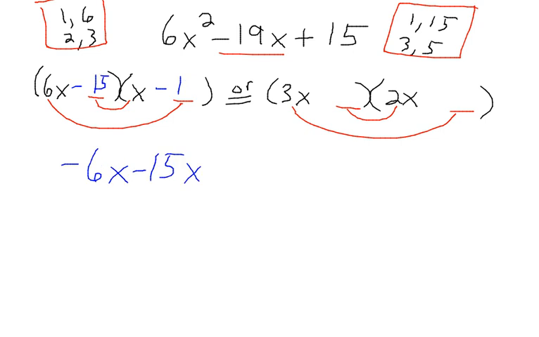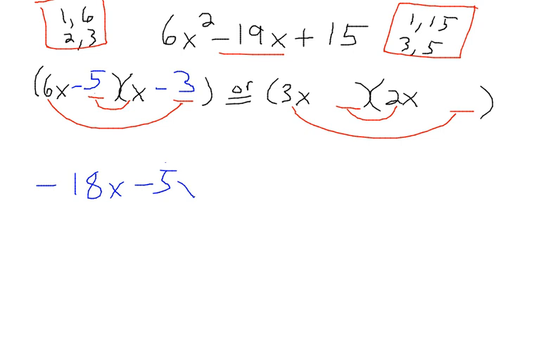When I switch the two numbers around and put the minus 15 first and check my O and my I, it still doesn't give me a negative 19x. I get negative 21x. Alright, since 1 and 15 did not work, I need to test 3 and 5. So I put in a minus 3 and a minus 5, and I get negative 30x minus 3x. That does not give me negative 19x. When I reverse the numbers, my O is negative 18x, and my I is negative 5x. Those add to give negative 23x.